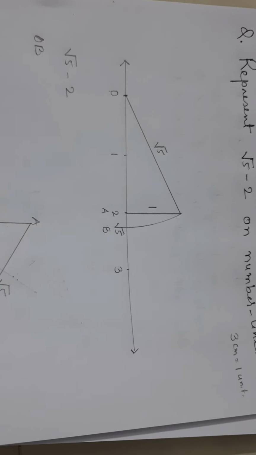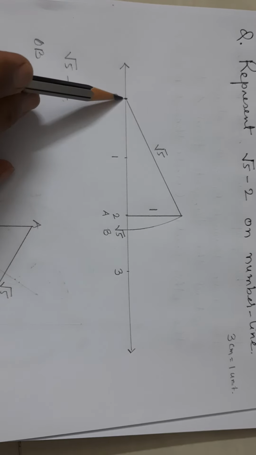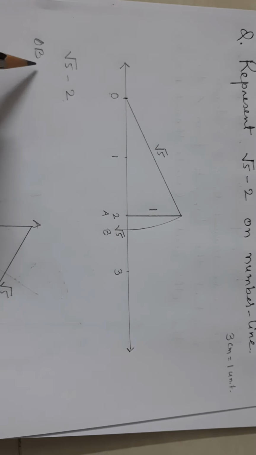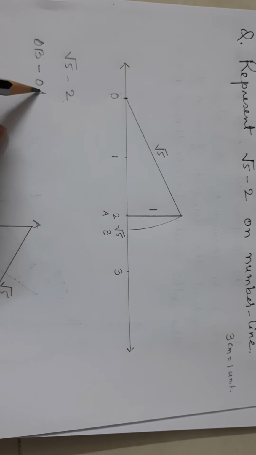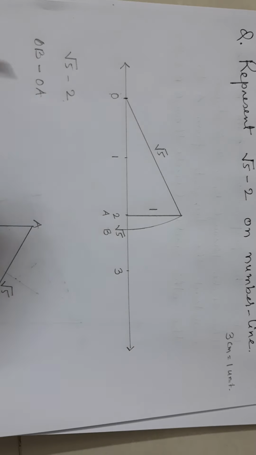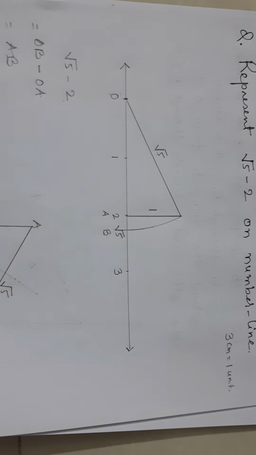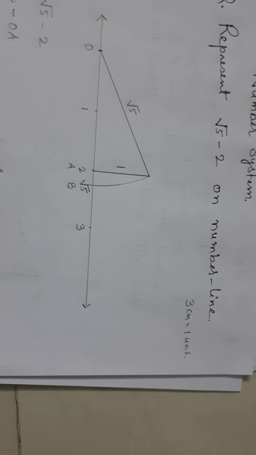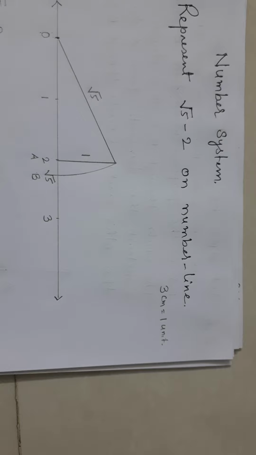Root 5 minus 2. Root 5 is OB, O to B, that is root 5. Minus 2, that is OA. So OB minus OA as per this diagram is going to be AB, the length between A and B. So that length I should take, and that length I will have to project or show on the number line.